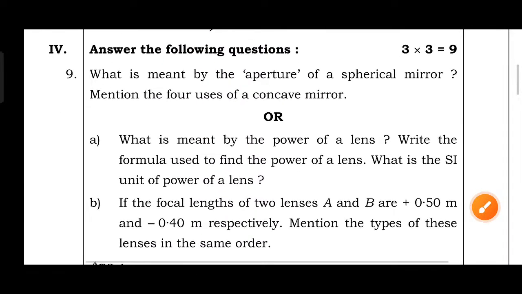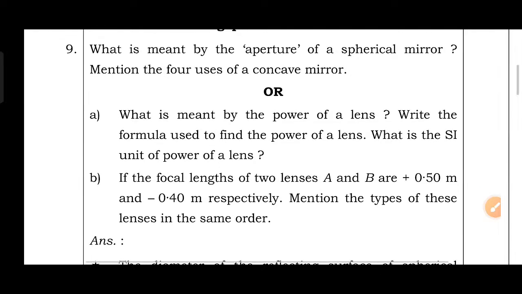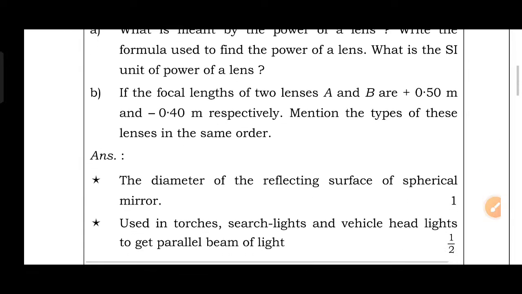This problem is given for you to understand the relation between resistance and length of the wire, resistance and cross section of the wire, and what property of that metal. To understand the relation between these things, they gave this problem. What is meant by aperture of a spherical mirror? Mention the 4 uses of concave mirror. Okay, then we want to see the answer.